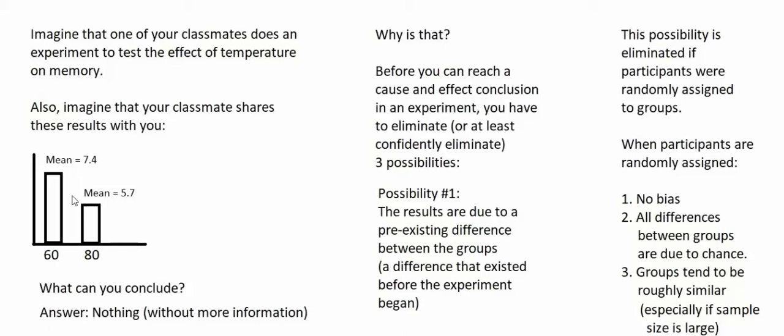And I want you to imagine that your classmate shares this bar graph with you just to share his or her results with you. And in the bar graph, you can see that the mean recall score of the cold group is 7.4. You can see that the mean recall score of the hot group is 5.7. So the cold group did do better than the hot group by about 2 points on average.